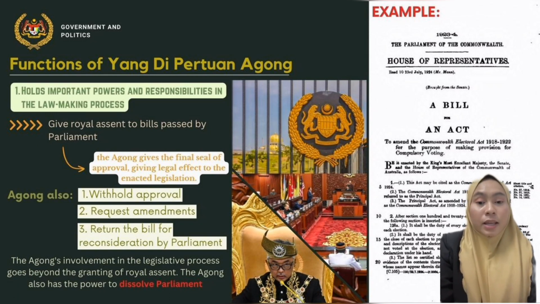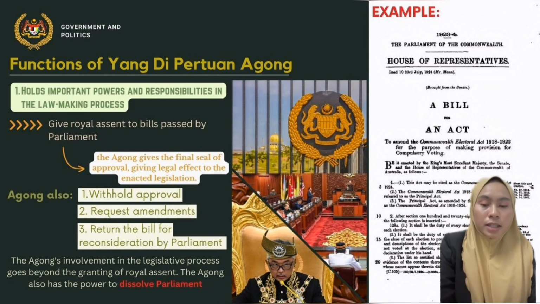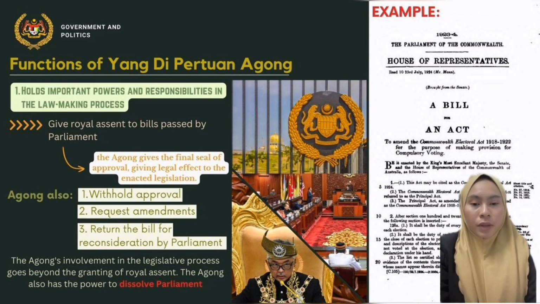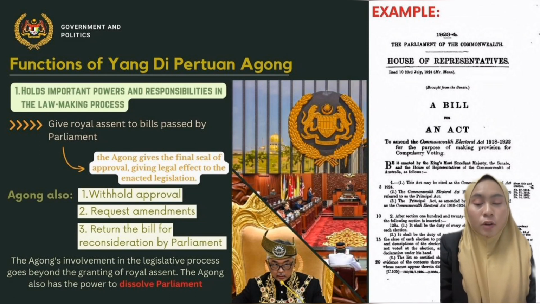As the highest ranking constitutional monarch, the Agong holds important powers and responsibilities in the lawmaking process. One of the main legislative functions of the Yang di-Pertuan Agong is to give royal assent to bills passed by Parliament. This step is an essential requirement for the bill to become law. The Agong carefully studies legislation and evaluates its compatibility with the constitution and the interests of the country. By giving royal assent, the Agong gives the final seal of approval, giving legal effect to the enacted legislation.